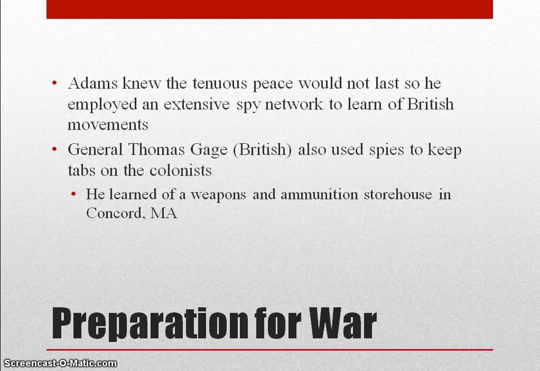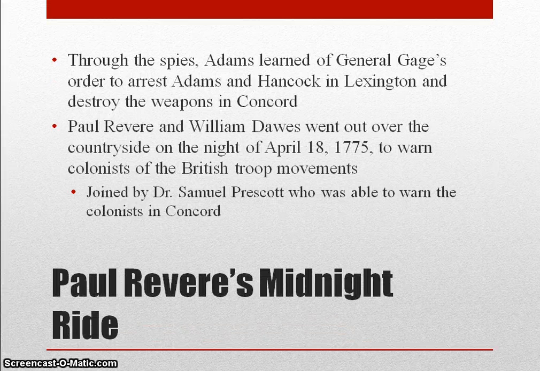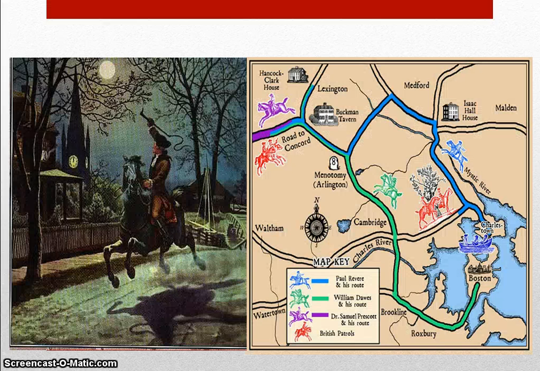Adams knew that a peace would not last, and so he's employing an extensive spy network to learn of British movements. With that, General Thomas Gage is going to also use spies to keep tabs on the colonists, and he learns of a weapons and ammunition storehouse in Concord, Massachusetts. Through the spies, Adams learns of General Gage's order to arrest Adams and Hancock in Lexington and destroy the weapons in Concord. Paul Revere will be sent out on the countryside to warn of the British troop movements. That's famous Paul Revere's Ride.